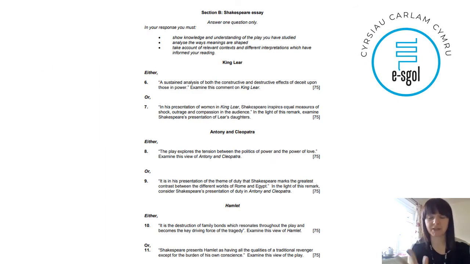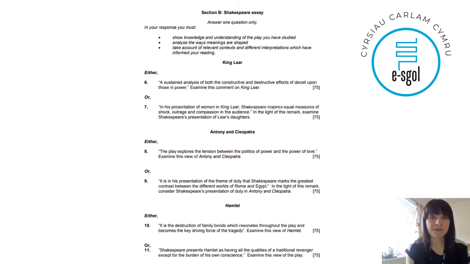Okay, and here what we've just got is the examples of the types of questions that may come up. So if we look at the directions and the instructions given here for the paper, in your response you must show knowledge and understanding of the play you have studied, analyze the ways meanings are shaped, take account of relevant context and different interpretations which have informed your reading. Okay, so those are the types of questions being put across.